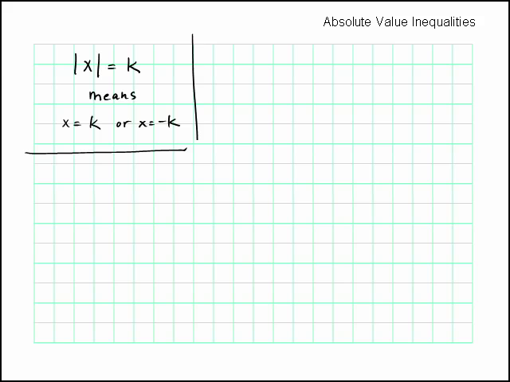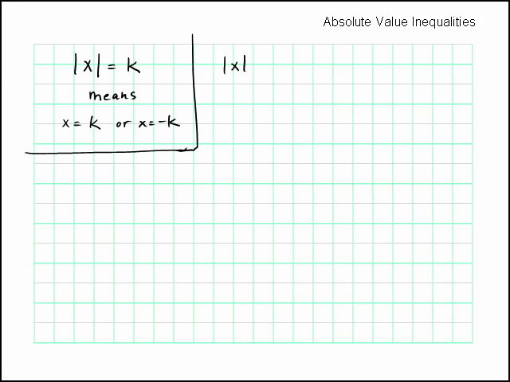What we have is these three patterns. We've got an absolute value equation. If you have the absolute value of something equals k, then this means x will equal k, or x will equal negative k. So if I see an absolute value equation, I follow that pattern.